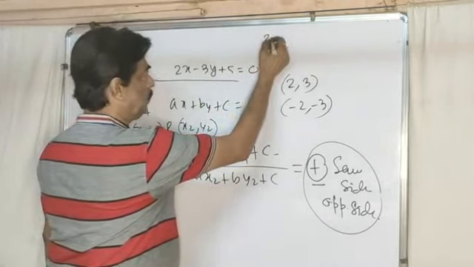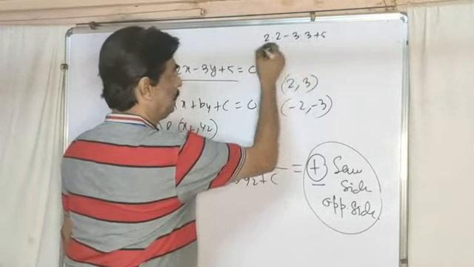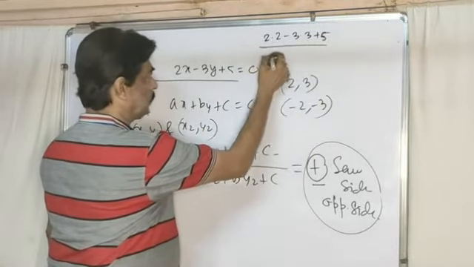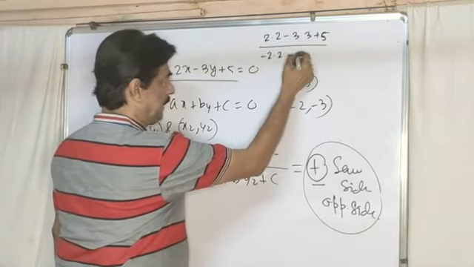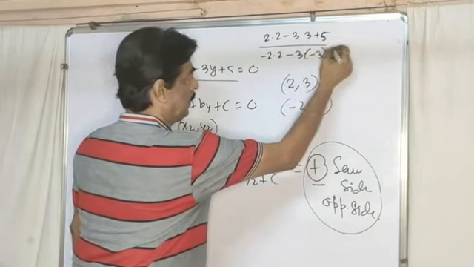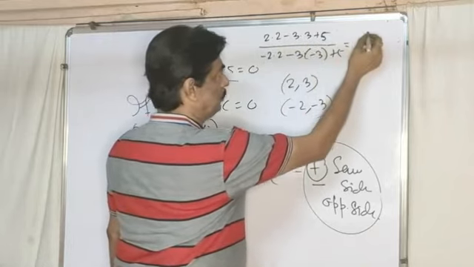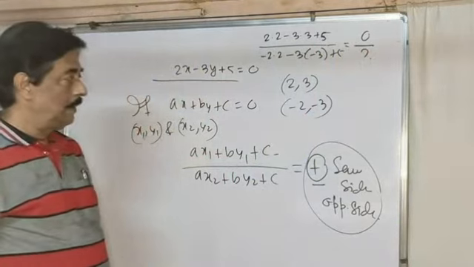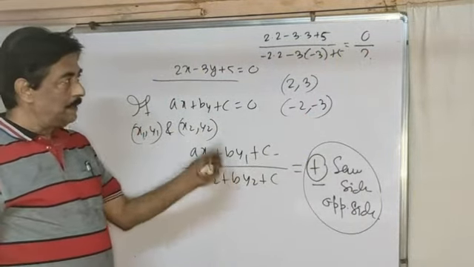So 2 into 2 minus 3 into 3 plus 5, by minus 2: minus 2 into 2 minus 3 into y, that means minus 3, plus 5. Now your result: 4 plus 5 is 9, minus 9 is 0. Now what is the result? If it is positive, then the same side. If it is negative, the opposite side.